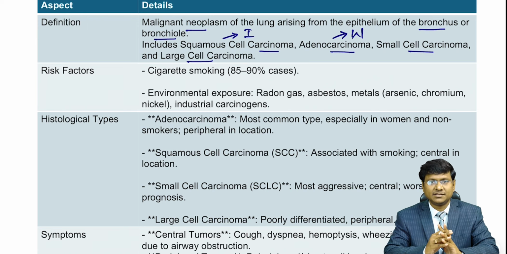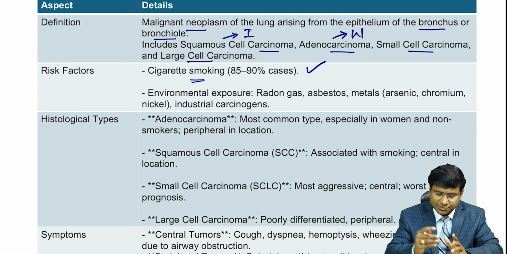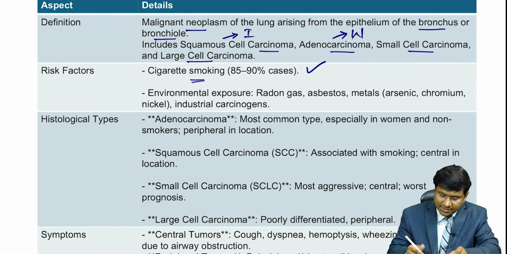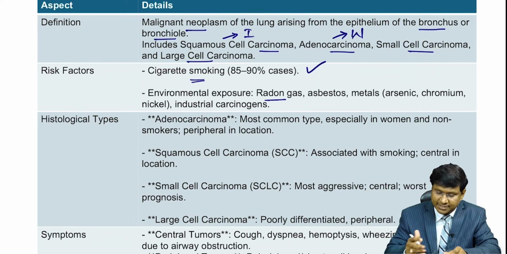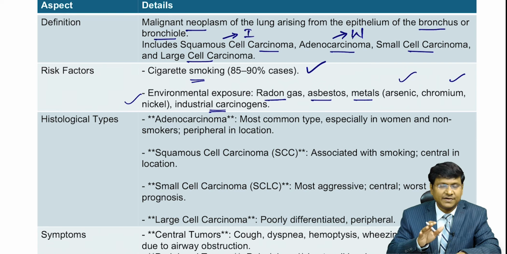Then what are the risk factors for the development of bronchogenic carcinoma? The most common risk factor is cigarette smoking, right? And next to cigarette smoking, the environmental risk factors include exposure to radon gas, right? Exposure to radon gas is another important risk factor for the development of bronchogenic carcinoma. Then followed by that, asbestos, metals like arsenic, chromium, as well as nickel, and industrial carcinogens. These are the risk factors for the development of bronchogenic carcinoma.